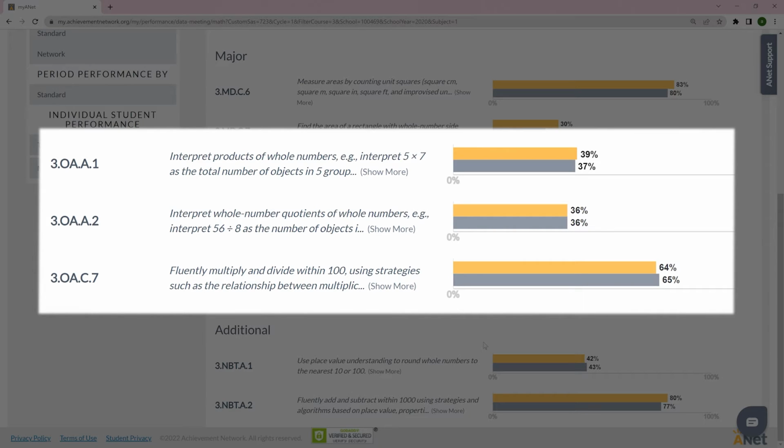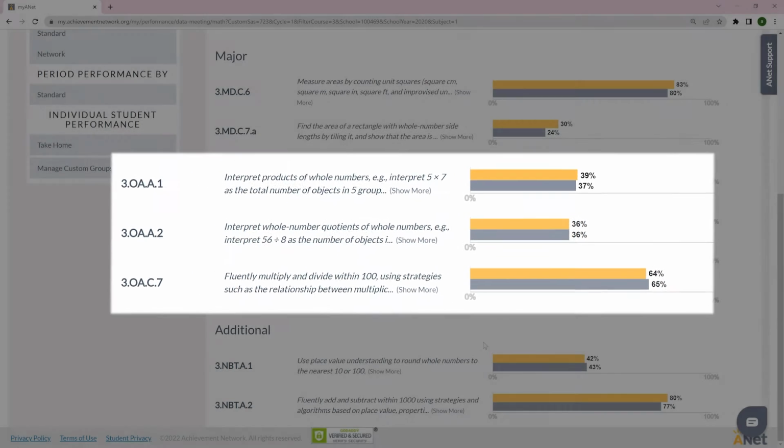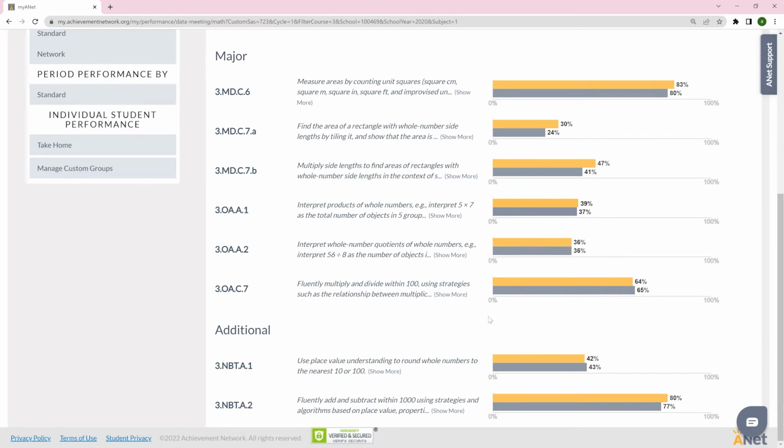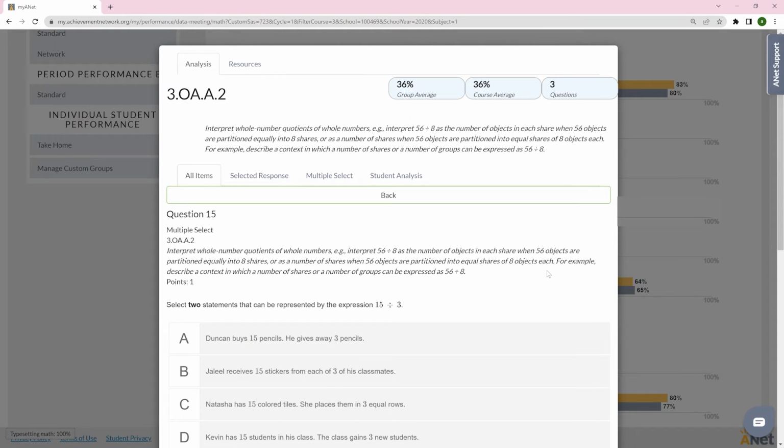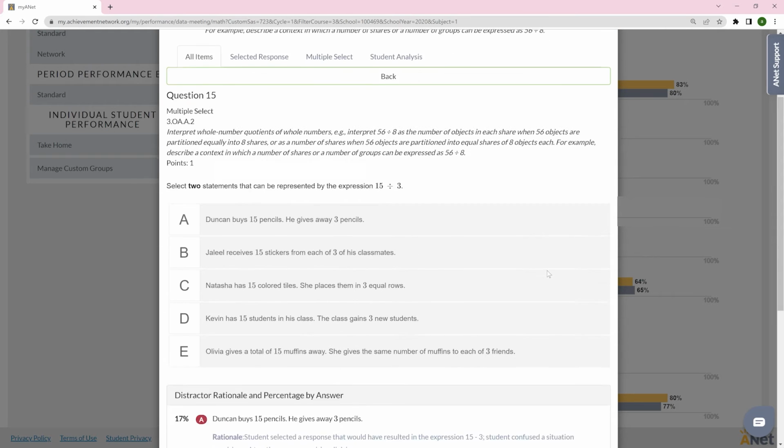It looks like while students seem to have internalized their facts, they still need support with the conceptual foundation and connection between these two operations. Let's dig in deeper. Question 15 was tricky for students. When you read and solve the item yourself, you can tell that it's about understanding situations that represent division.